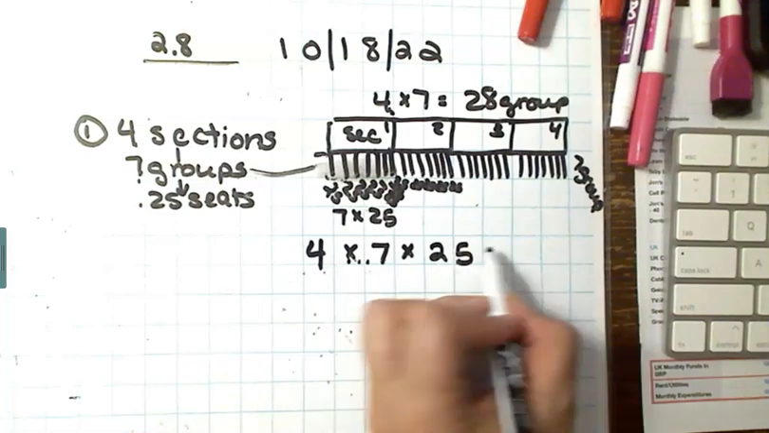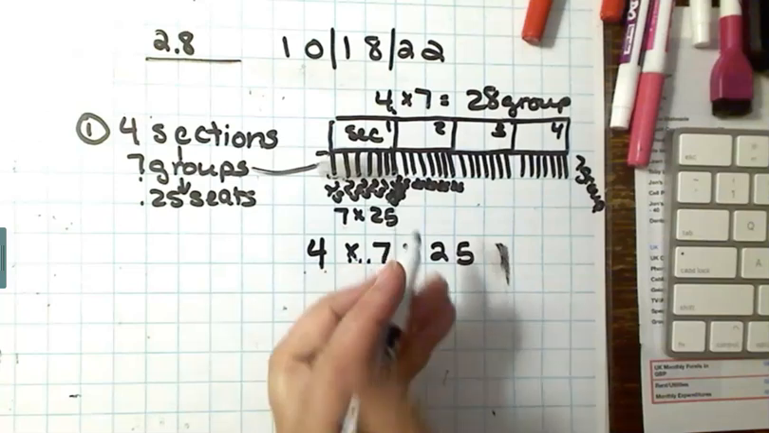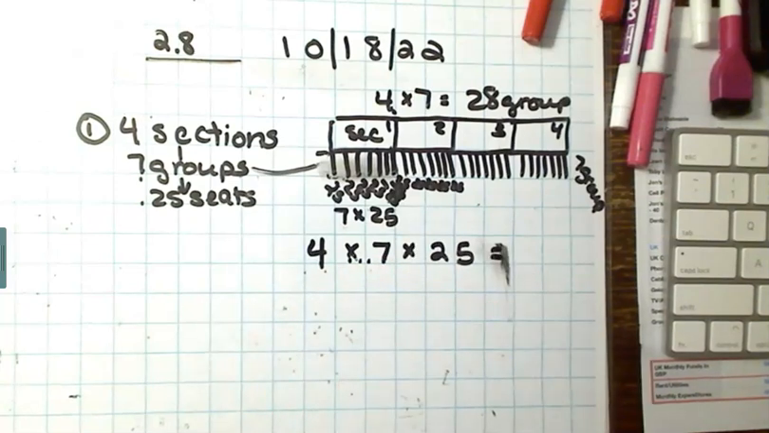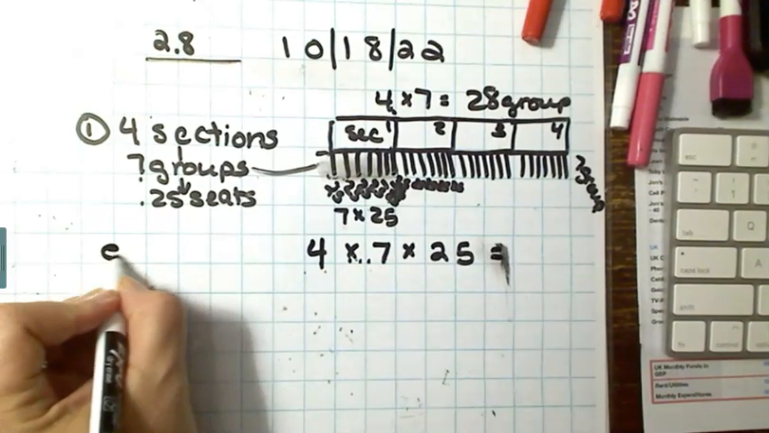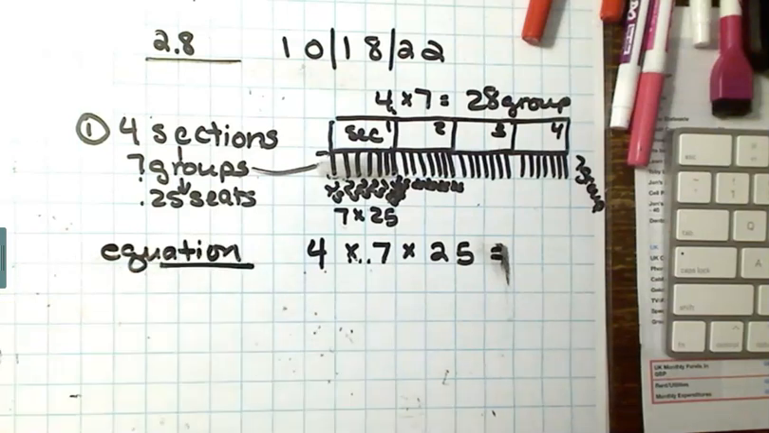So that is the expression, which just shows the operation. And then I need to solve it and turn it into an equation. And remember, an equation is the act of making it equal. All right, so let's take a look.